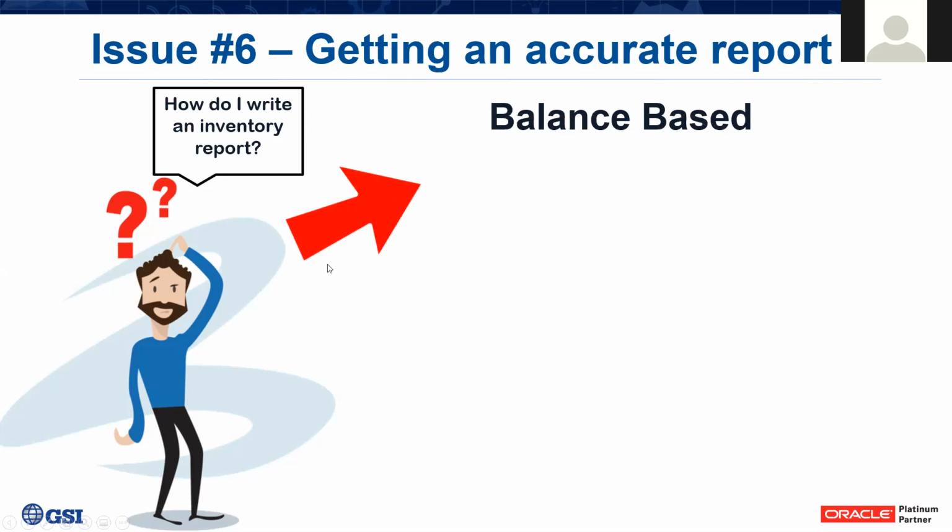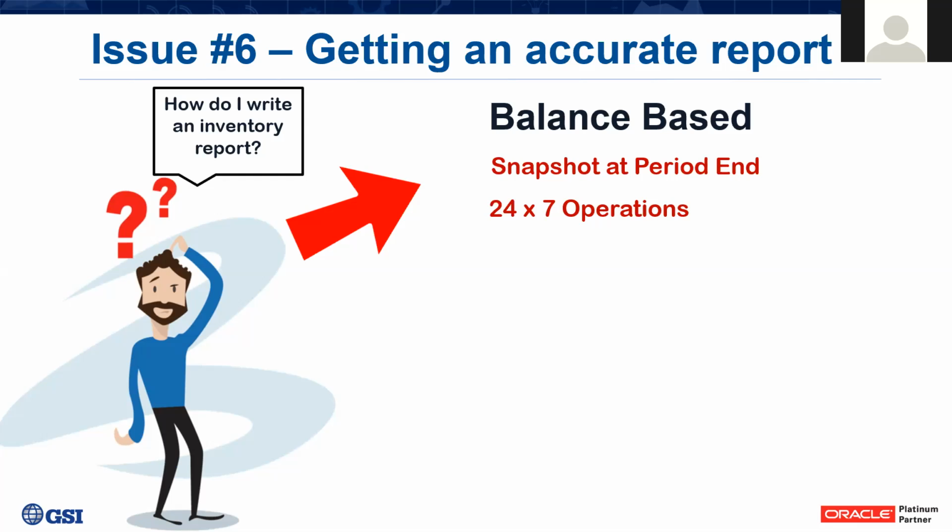Okay, the first way is what I'll call a balance-based report. And this is what most companies will do because it's the easiest thing to do. And what that is, I'll take that snapshot at period end where I find the quantity on hand, I get the unit cost, I do the math, and I come up with a number, okay? Now, what are some of the pitfalls of doing it this way?